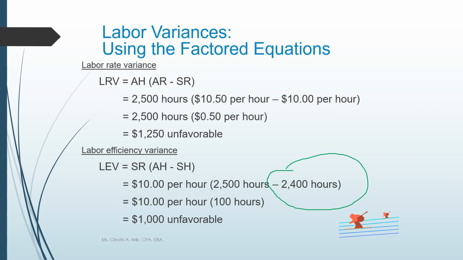Remember, if you go back to the data for the labor variances, the standard hours for one finished parka is only 1.2 hour. So, if you will manufacture one parka, you should spend only 1.2 hours. And then, for this example, how many parkas were produced in a period? 2,000 parkas. So, when you multiply 2,000 parkas by 1.2, the number of hours that should have been spent for the 2,000 parkas is 2,400. So, that's how I computed your standard hours.